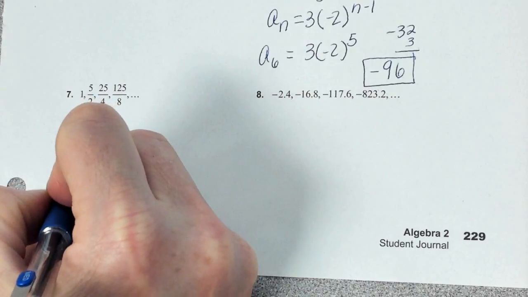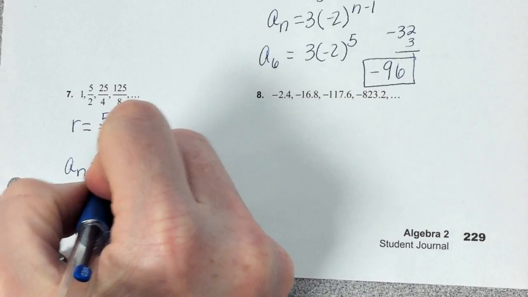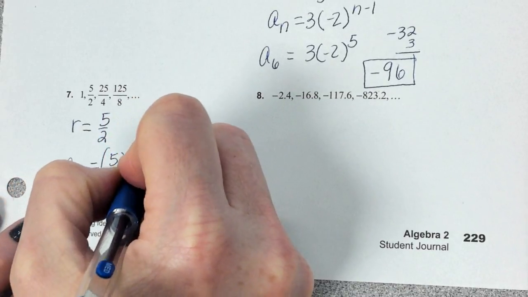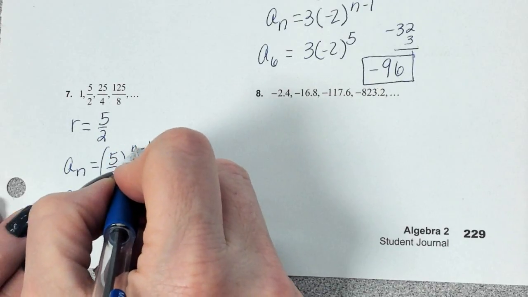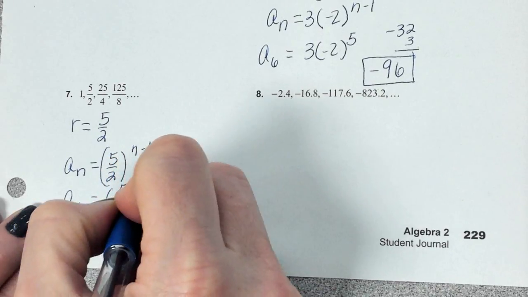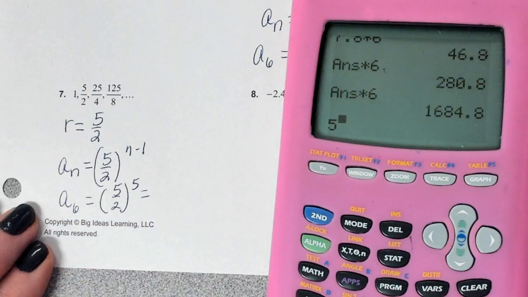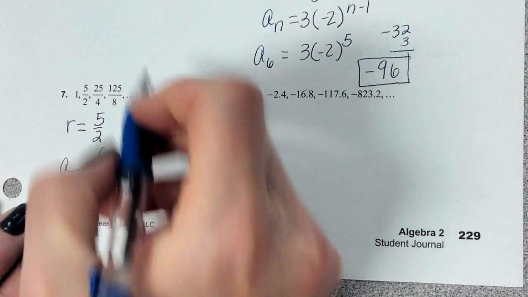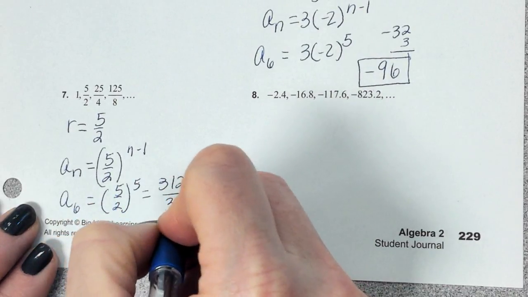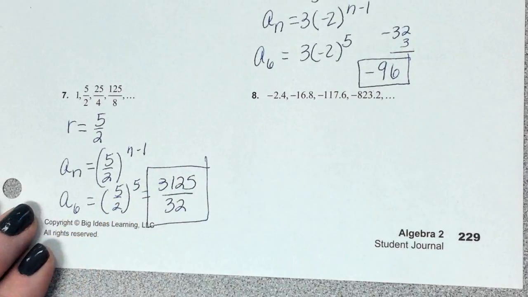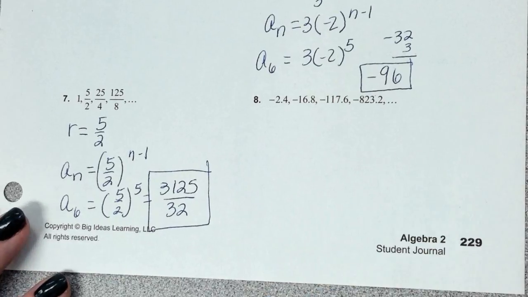So to come up with our formula, it's going to be A sub n equals 1, I don't have to write that, times 5 halves to the n minus 1. So to find A sub 6, I'm going to have to do 5 halves to the 5th. I don't know what 5 to the 5th is. That is 3125. And then I have to do 2 to the 5th, and that's 32. Okay? Easy enough? It would work the same way with decimals.